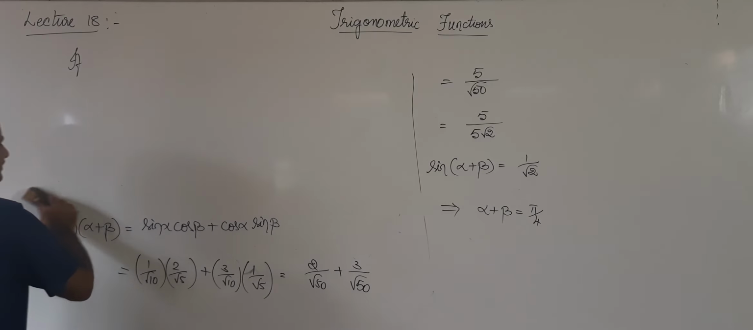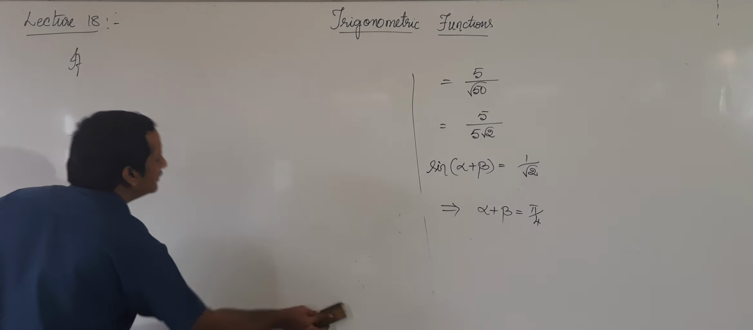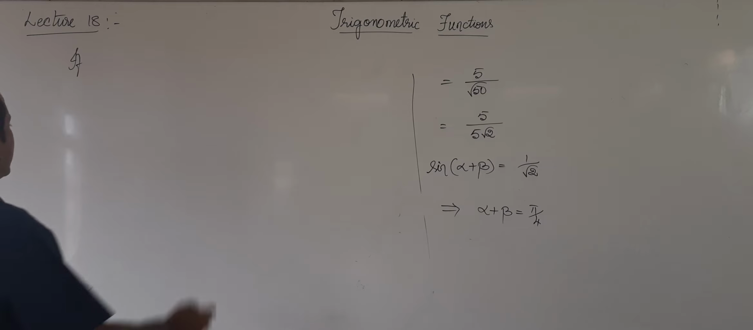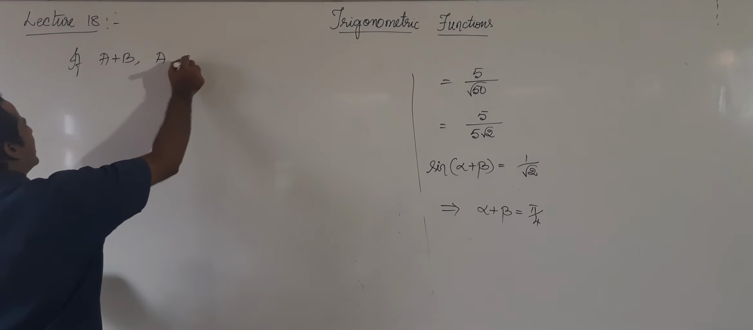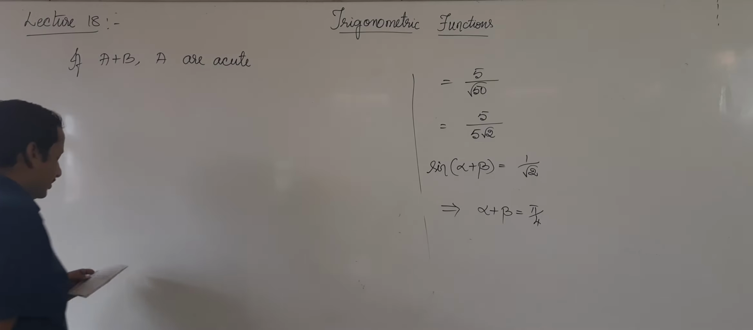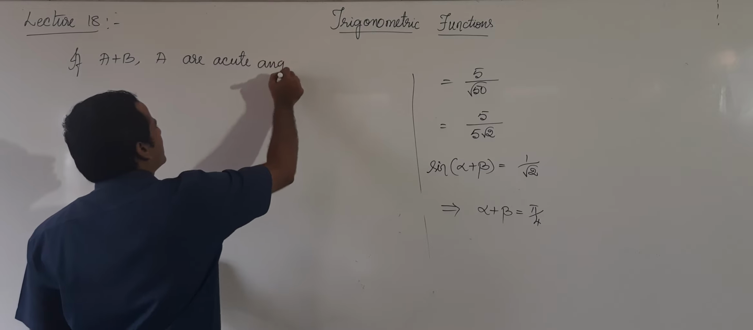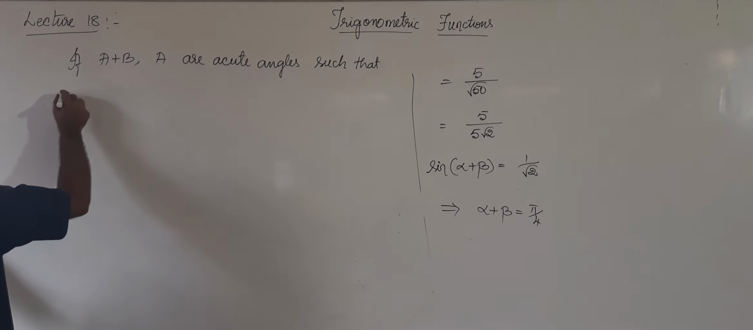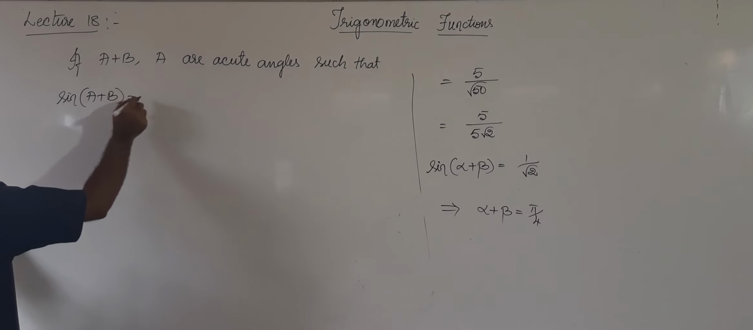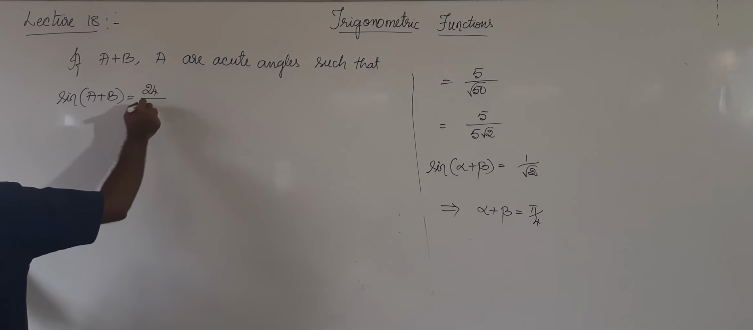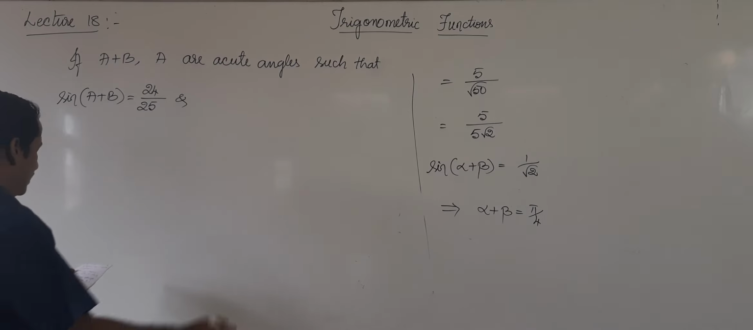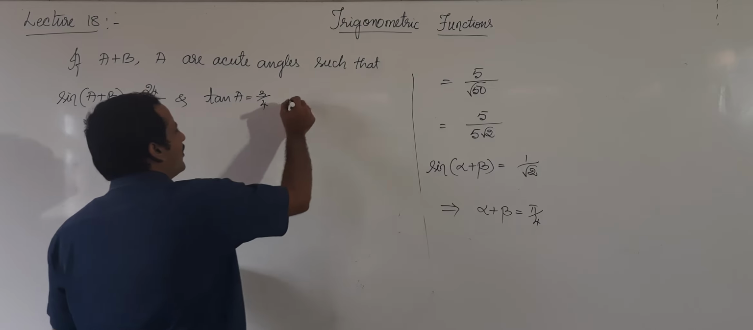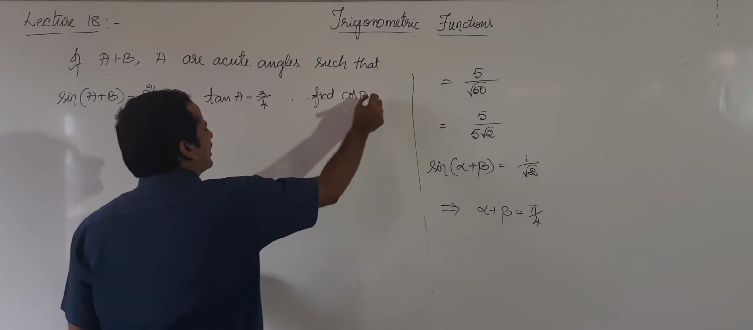Okay, let's move to the next question. If a plus b and a are acute angles such that sin(a plus b) is equal to 24 by 25 and tan a is equal to 3 by 4, find cos b.